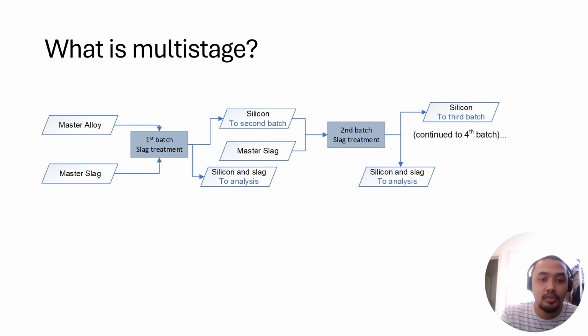Imagine you have the master alloy, this silicon. You mix it with the master slag, and then you heat it until the molten stage in the first stage of slag treatment. Now imagine that you can separate the silicon and the slag and use the same silicon for the second slag treatment using fresh new master slag. And you do it again and again and again. And this is what I'm going to demonstrate, how to do it in FactSage using the save stream feature in the equilibrium module.